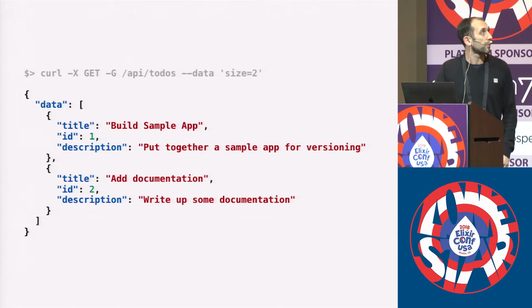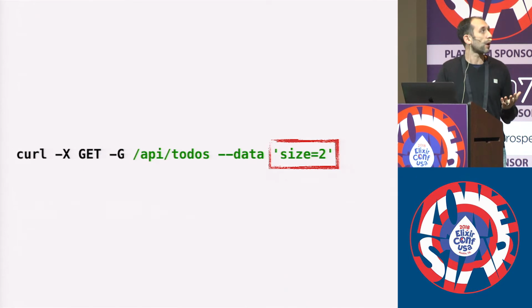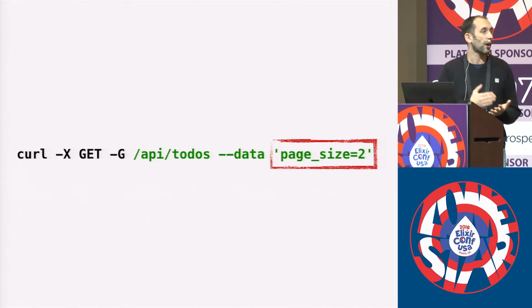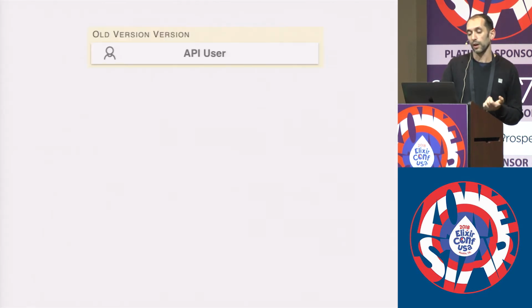simple JSON objects with a title, ID, and a description. But we want to change our pagination parameter. So we have a size parameter that specifies the number of results we're getting back. And we have size equals 2, but we decide that size isn't a great name, so we want to change size to page size. This is a simple change, but it's a breaking change. We can't just change the name of our request parameters without telling our users. Anybody who's using our API, their pagination is going to break. They don't know about the name change. So how do we deal with that?